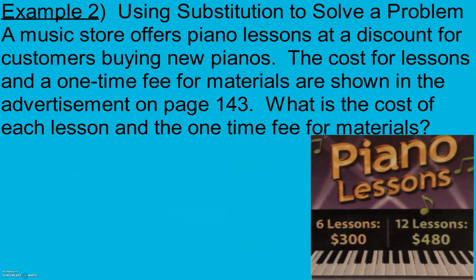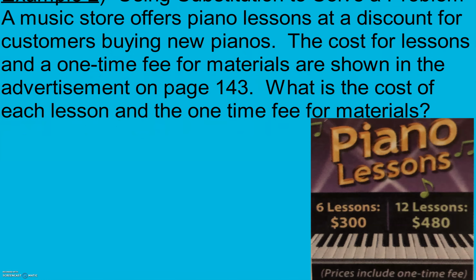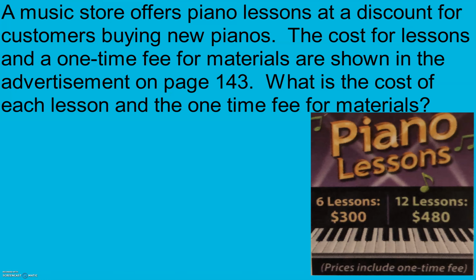In example 2 here it says, a music store offers piano lessons at a discount for customers buying new pianos. The cost for lessons and a one-time fee for materials are shown in the advertisement on page 143, and I've put that picture here as well. What is the cost of each lesson and the one-time fee for materials? So, prices include a one-time fee here. So I know that I'm going to have a fee for 6 lessons, and 6 lessons, it's going to be $300.